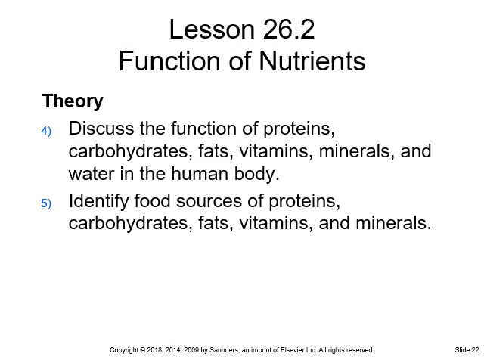Now we're going to move on to the next section, 26.2. Here we're going to discuss the functions of nutrients. The objectives covered in this section will be, we'll discuss the functions of proteins, carbohydrates, fats, vitamins, minerals, and water in the body. And also identify food sources of proteins, carbohydrates, fats, vitamins, and minerals.